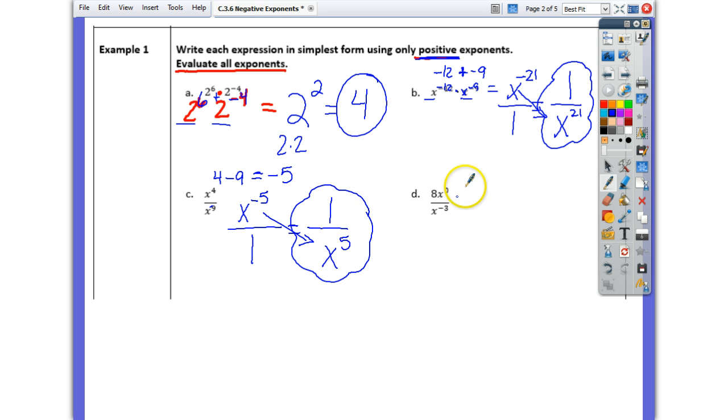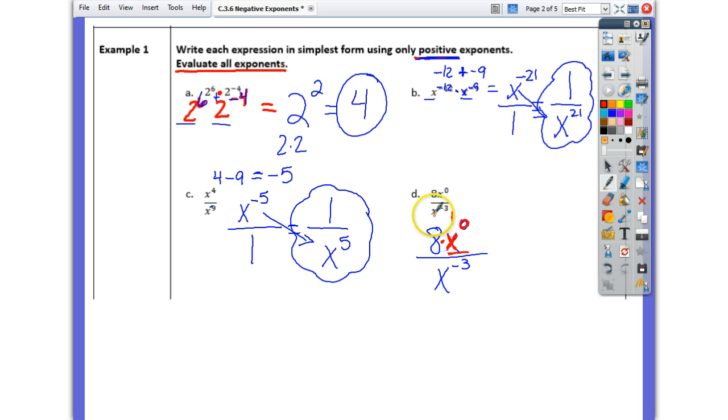Now, on letter D, don't let this trick you. I'm going to write it bigger. 8x to the 0 over x to the negative 3. Now, you don't want to get tricked here because this 8x is not in parentheses. So this whole thing does not equal 1. You look at the 0 and think, oh, but Mrs. Lennon, everything to the 0 power equals 1. It does if this was in parentheses, but it's not. So that 0 exponent belongs only to your x. So this part equals 1.